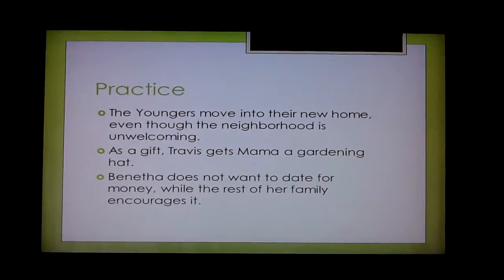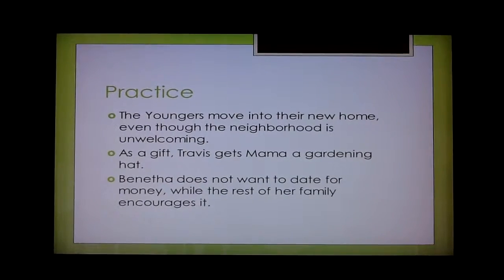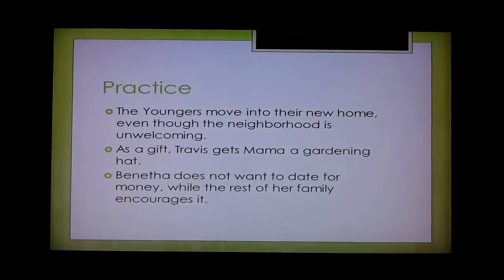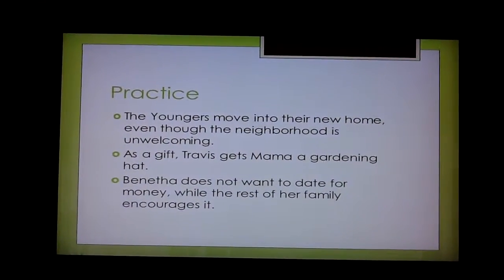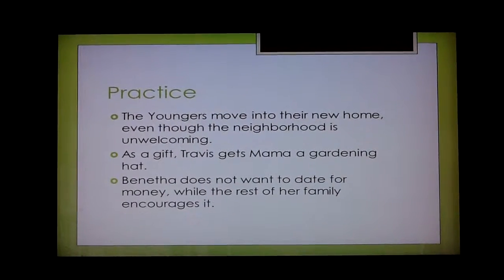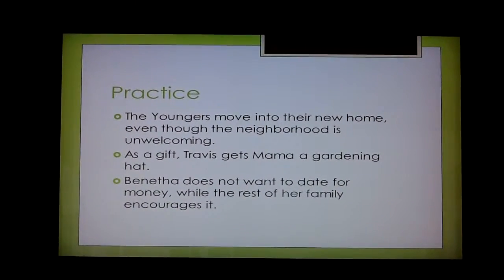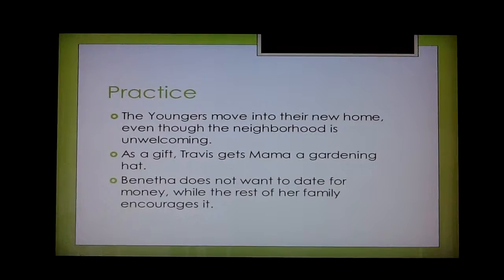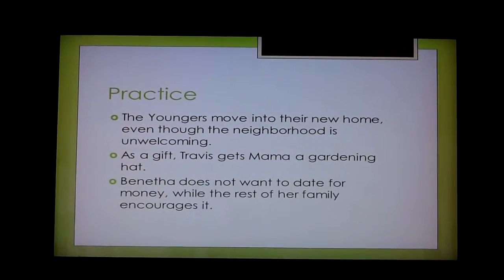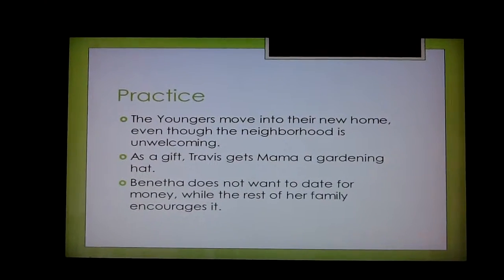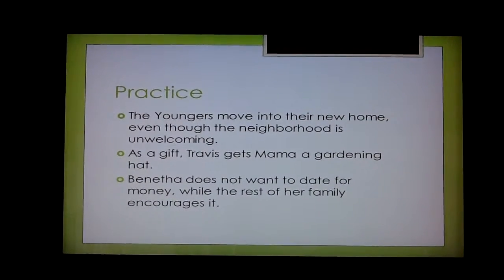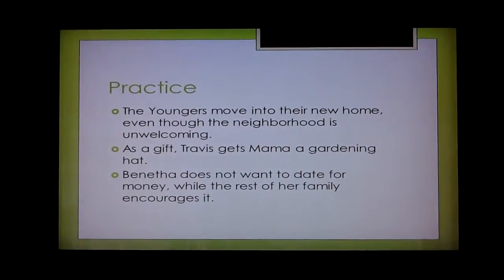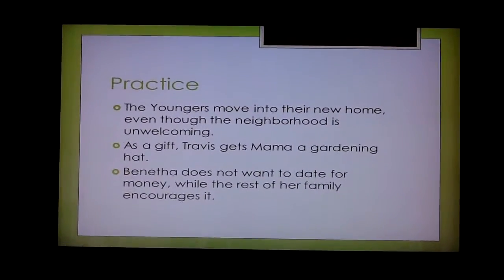Okay, and some more practice. We have the Youngers move into a new home, even though the neighborhood is unwelcoming. Our conjunction there would be even though. It is connecting them moving into the house and how the neighborhood reacts. As a gift, Travis gets Mama a gardening hat. As would be our conjunction, and it is telling us about Travis getting Mama a gardening hat. It's saying what that hat was for. It was a gift. And Benita does not want to date for money, while the rest of her family encourages it. While in that sentence would be our conjunction.